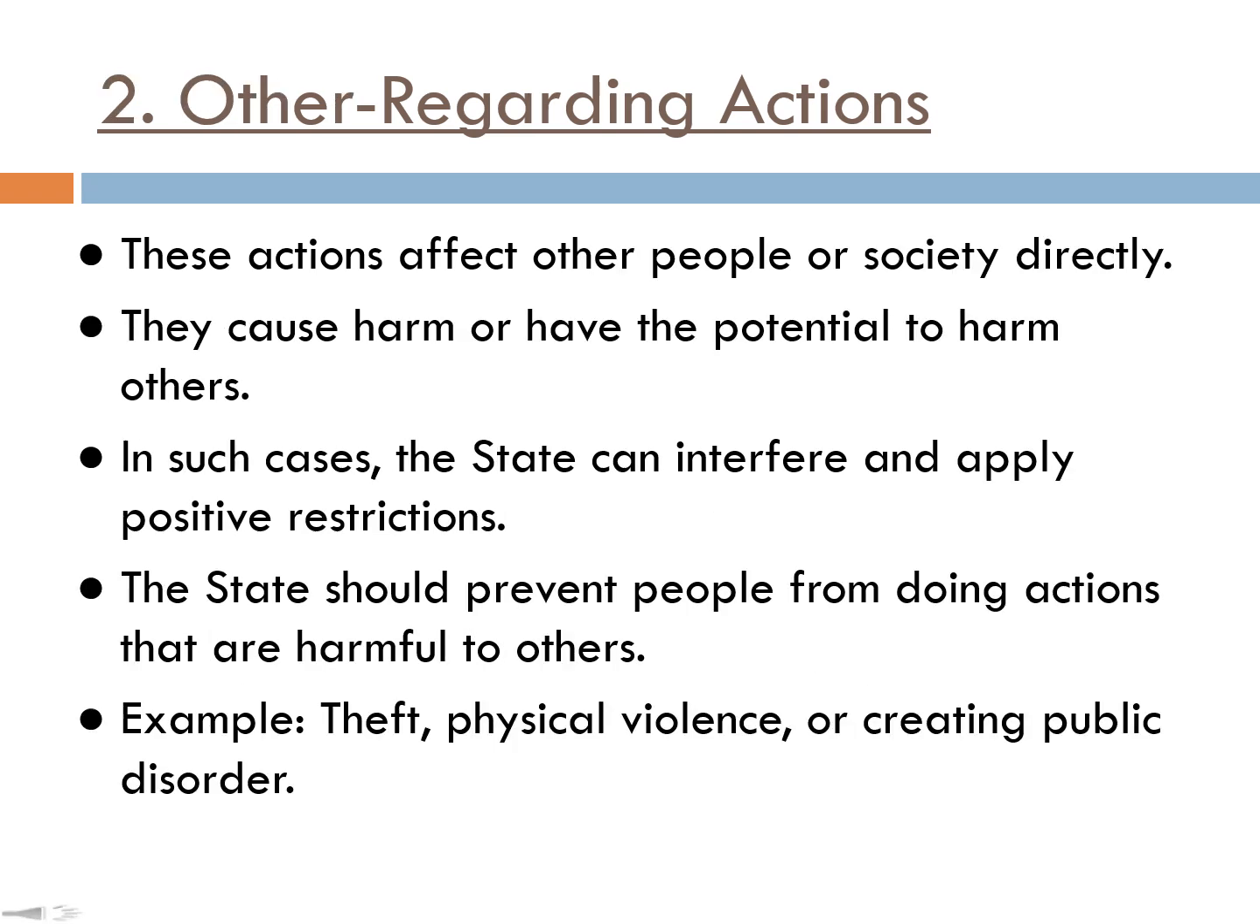Secondly, other-regarding actions. Those actions affect other people or society directly. They cause harm or have the potential to harm others. In such cases, the state can interfere and apply positive restrictions. The state should prevent people from doing actions that are harmful for the society. For example, physical violence, creating public disorder, theft, kind of activities.